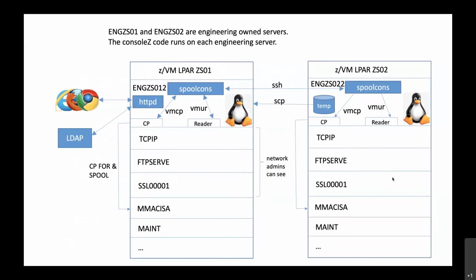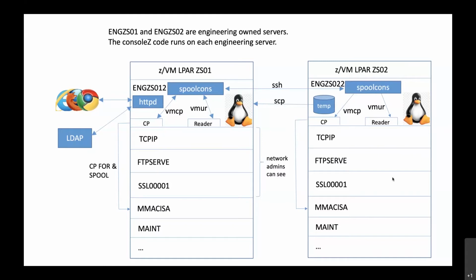On every one of our z/VM LPARs, we have an engineering Linux guest. It's used only by our team. We use it for functions, many times for debugging actions on other Linux servers. But one of the nice things is it allows us to put tooling to interconnect LPAR to LPAR. So Mike made use of these engineering servers to build this Consolez.